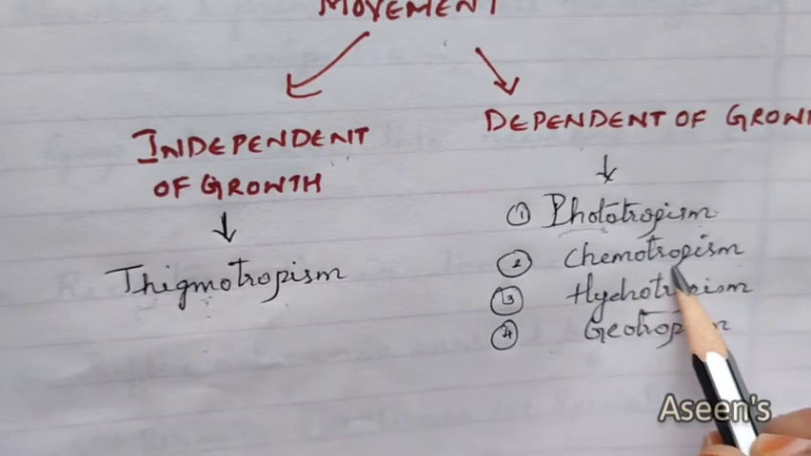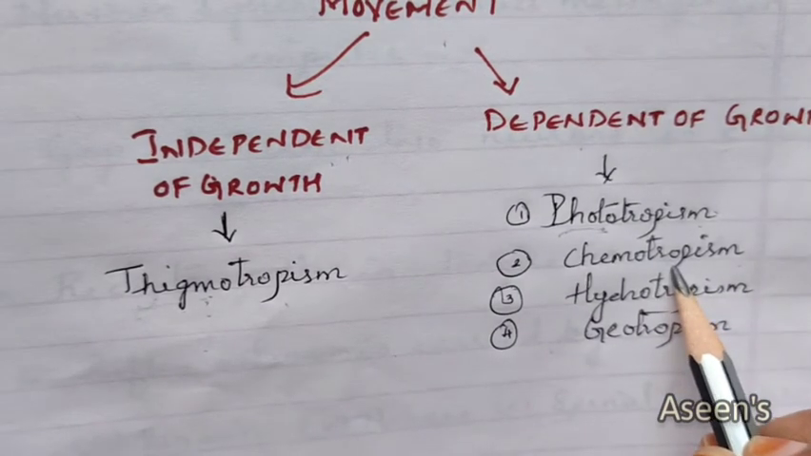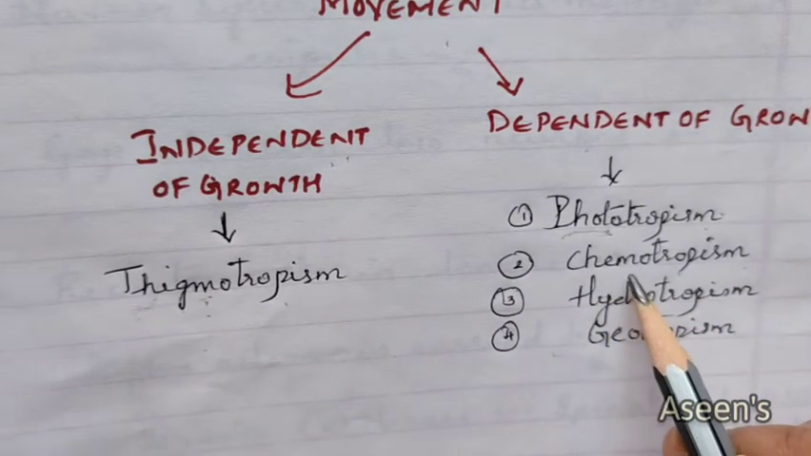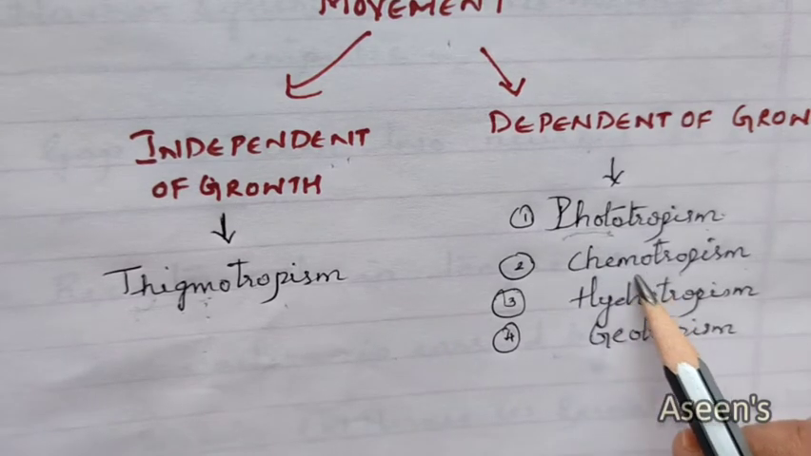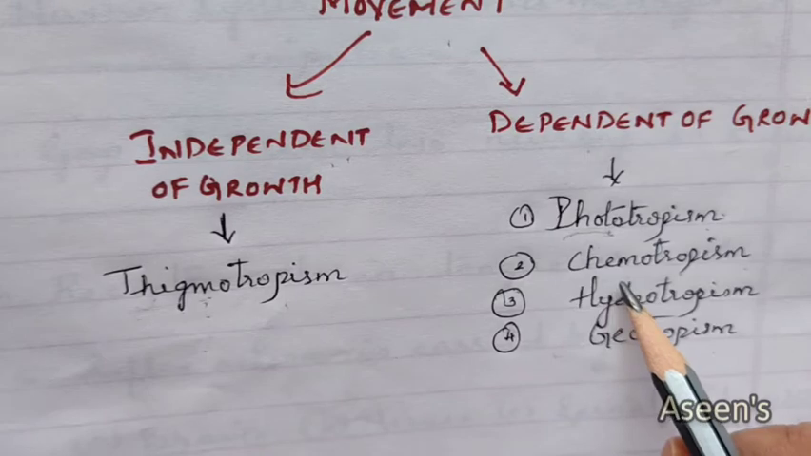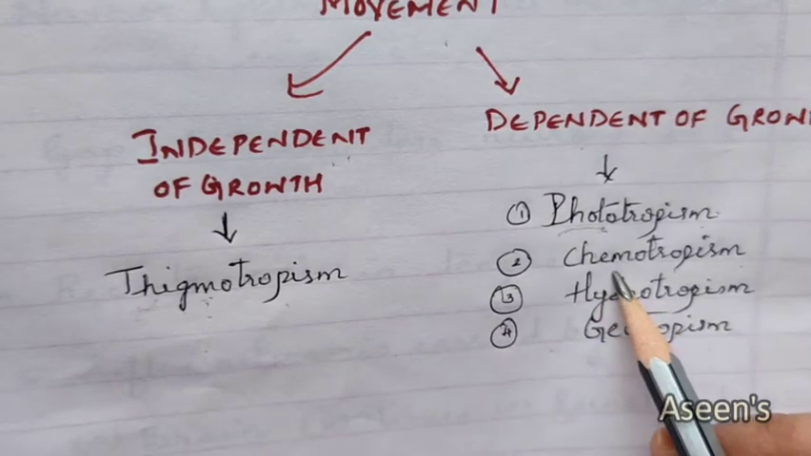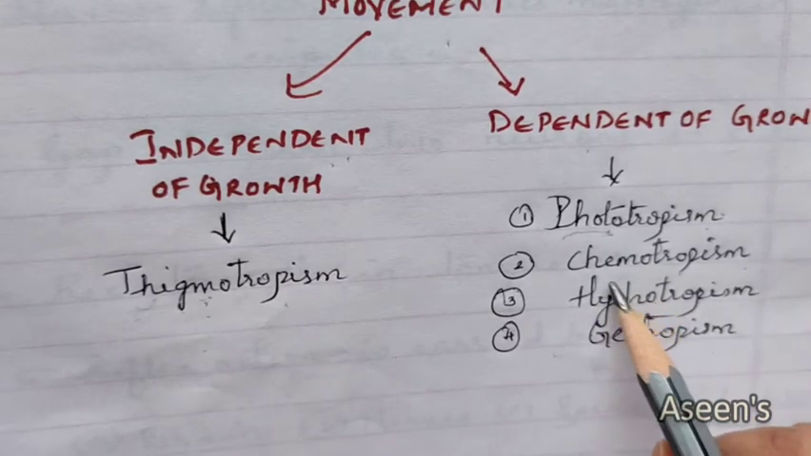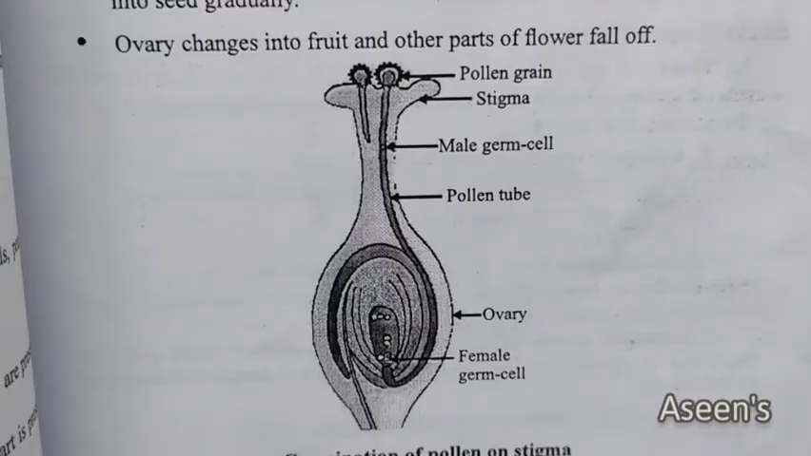Next, let's talk about chemotropism. Chemo here refers to chemicals. So what chemicals are we talking about? What response towards chemicals are we talking about in case of plants? The best example here is the pollen tube. The chapter is not yet done for you, but I'll just show you how it is actually happening.